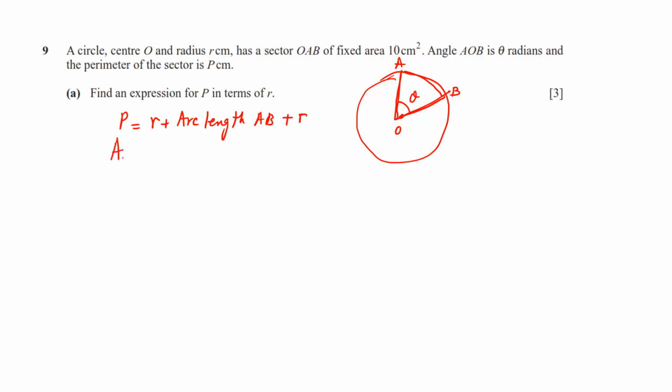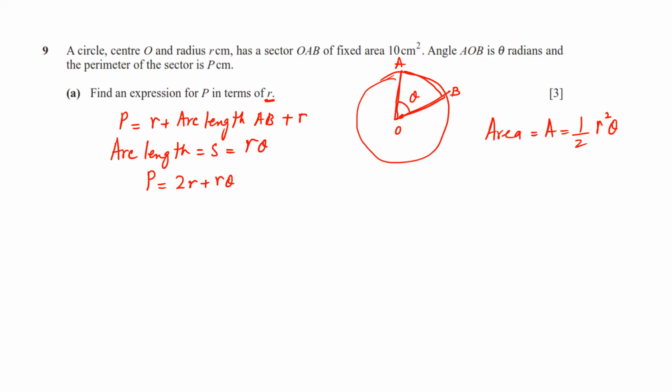And remember, arc length S is equal to r theta. So the perimeter becomes 2r plus r theta. This becomes the perimeter of the sector, and we need the perimeter in terms of r only. So also remember, area A is equal to half r square theta. Area is half r square theta.